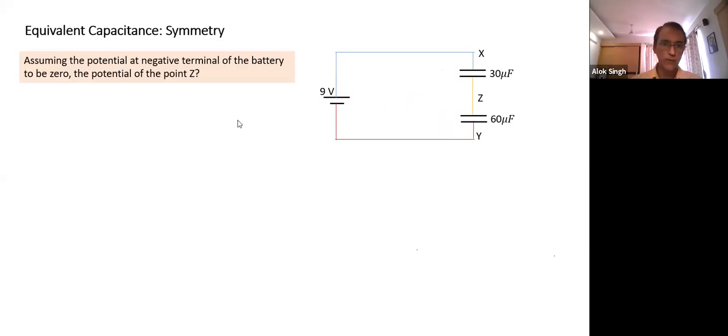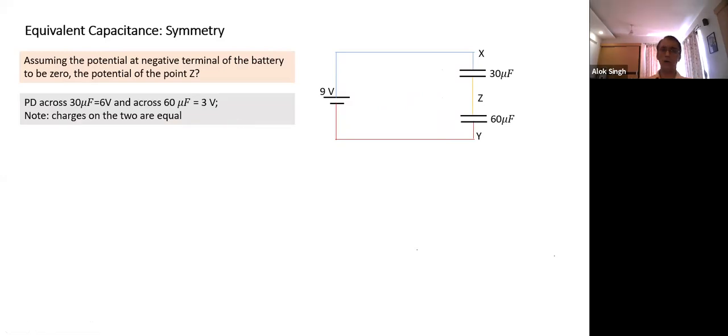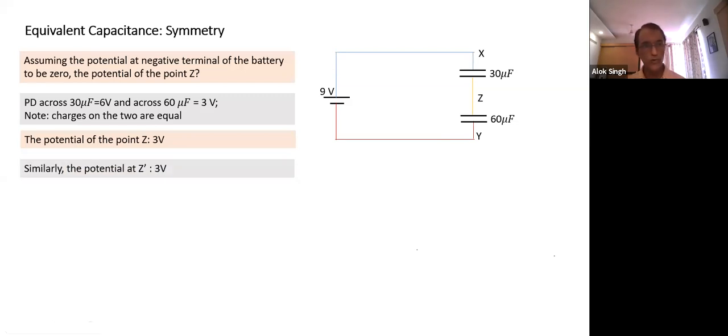We can do this stepwise also, but otherwise we can just practice. So the potential drop across the 30 microfarad capacitor will be 6 volts. Across the 60 microfarad it will be 3 volts. And that will give them equal charge. That's the property of series. So if I multiply 6 with 30, that is 180 microcoulomb, and this also will be 180 microcoulomb. Both will have the same charge. Now, can we find the potential at Z? It's easy. The potential drop across this is 3 volts. If this is 0, VZ is 3 volts. Okay. The potential of point Z is 3 volts.